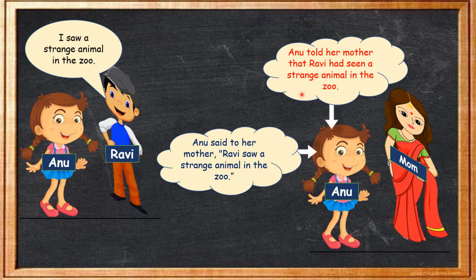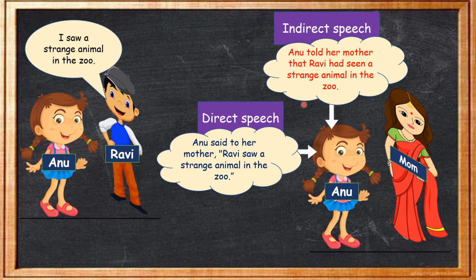Okay, children. So when we quote the exact words of the speaker, that is direct speech. And when we convey the meaning of the words that we have heard from the speaker, what is that, children? Indirect speech. This is clear?